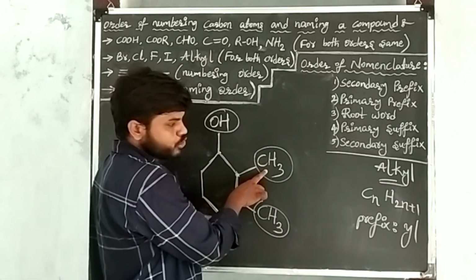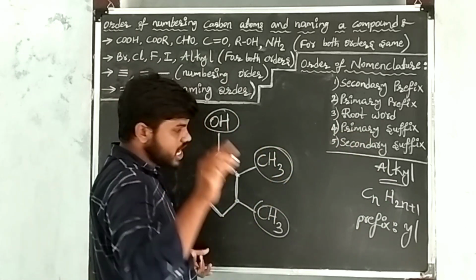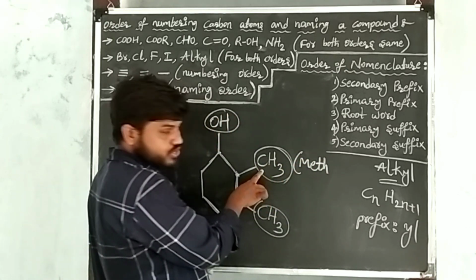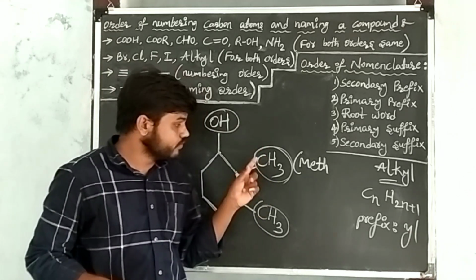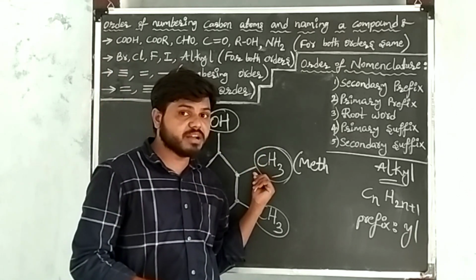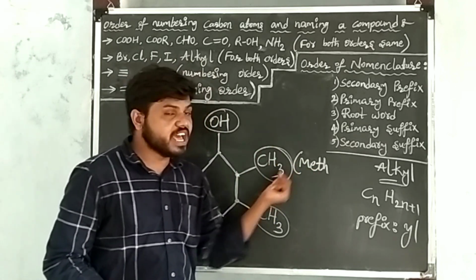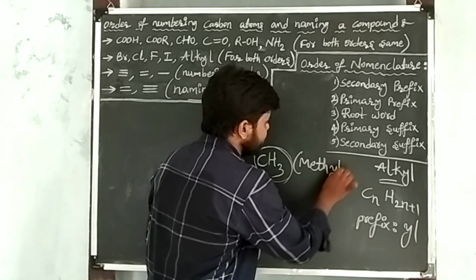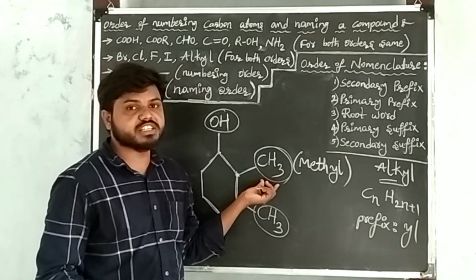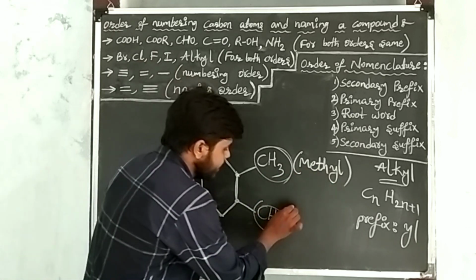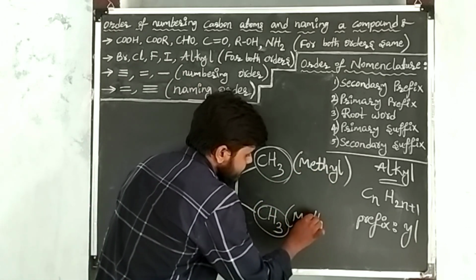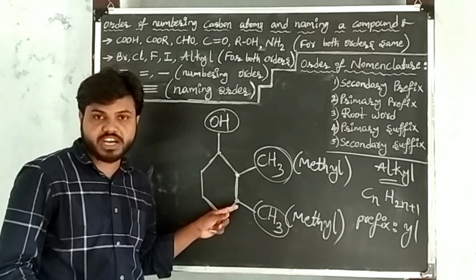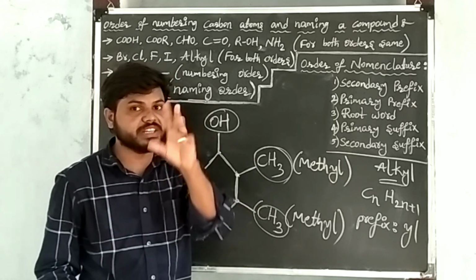In the given substituent, there is one carbon. The root word of one carbon is what? Meth. I have written it, and it belongs to the alkyl group. That's why the suffix of the alkyl group is what? Yl. So the name of the substituent is methyl, and this other substituent's name is also methyl. In the given carbon compound, 2 methyls are present at different carbons.